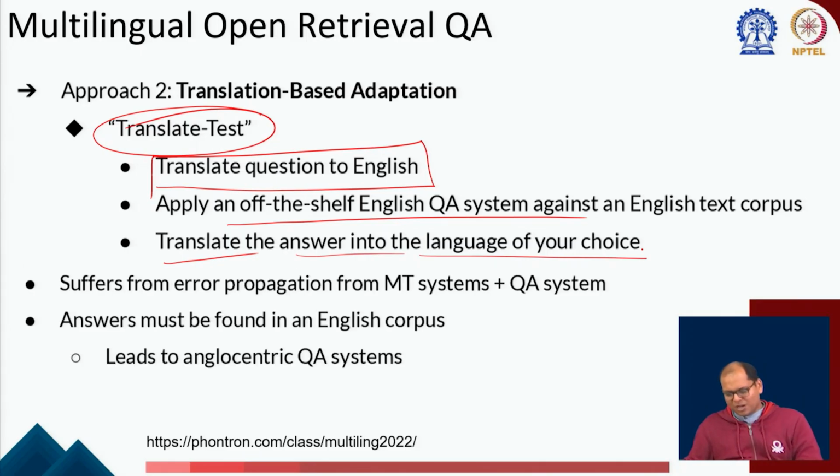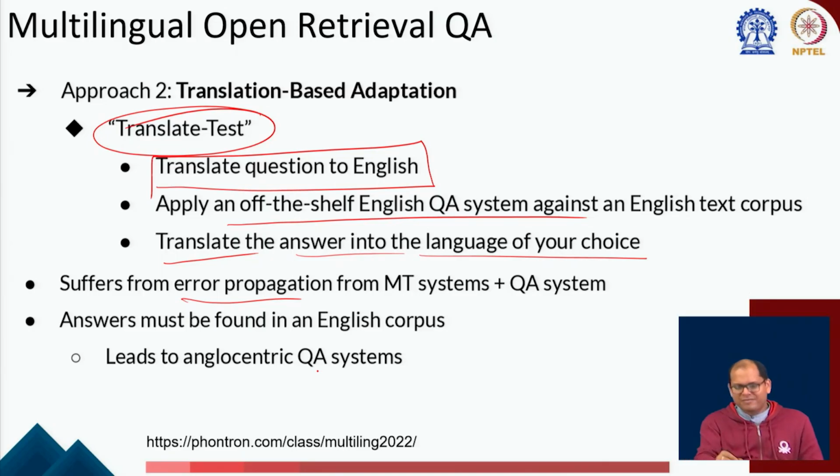Now, this is a good approach, but the problem is that you are assuming the translation from the native language to English and English back to the native language is of very good quality, right? But if there are errors there, these errors will propagate. If you cannot translate your question correctly, it will not retrieve the correct answer, right? And the other problem, of course, is that the answer has to lie in the English corpus. What if you wanted to search in your native language? That native language corpus, you cannot do.